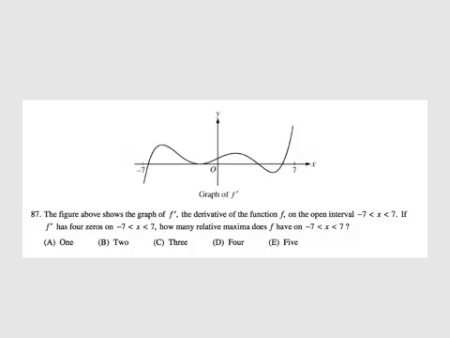Okay, we're back with problem 87. We've got a graph of f prime. We do not need a calculator for this yet again, and the problem itself is saying how many relative maxima does f have on the open interval -7 to 7.